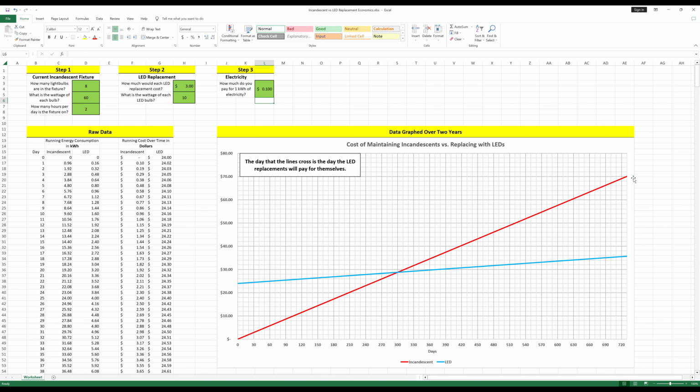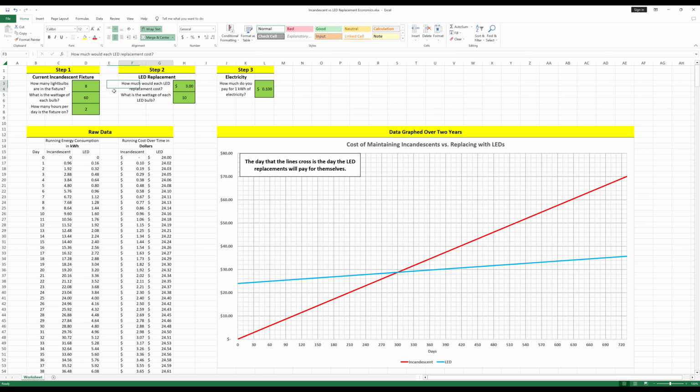And so you can fiddle around with how many light bulbs, wattages, hours per day, and electricity cost, but here are some general guidelines. The number of light bulbs doesn't actually affect the crossover point in time because every light bulb costs money, but every light bulb you replace saves money. So replacing 10 times the number of bulbs costs you 10 times more initially, but you save 10 times the electricity. So it all breaks even.